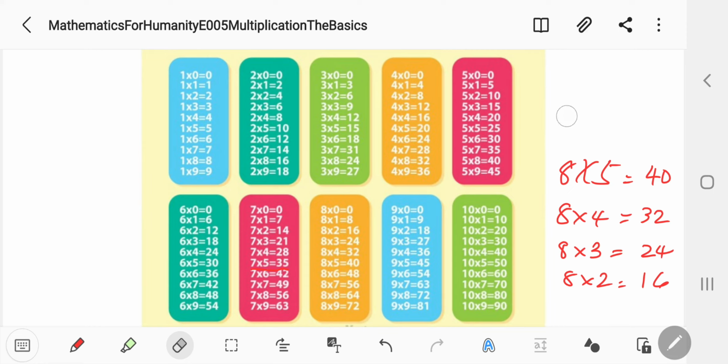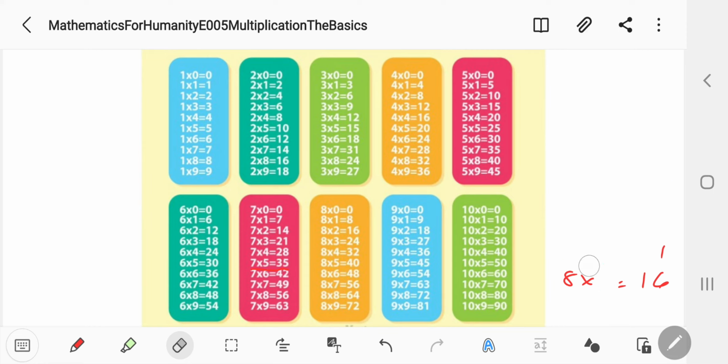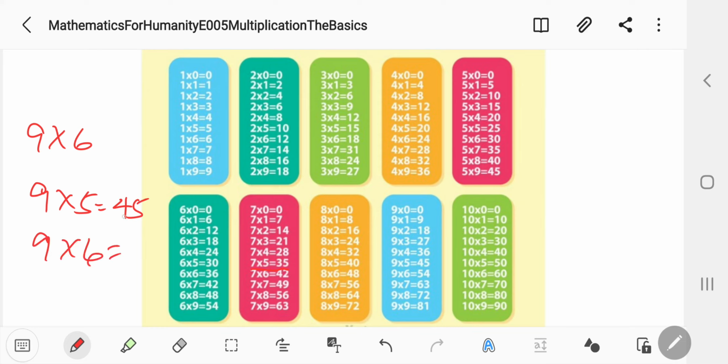Or for example, you have 9 times 6. You know that 9 times 5 equals 45. So you have 9 times 6, therefore you just have to add 9 to 45, so that's 54.